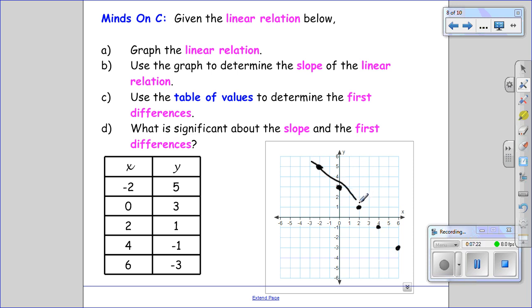And again, I'm going to draw my line through, which isn't very straight. Sorry, guys. Eventually, I'll figure out how to draw a line with the Mobi better. Anyway, so I've got my straight line.